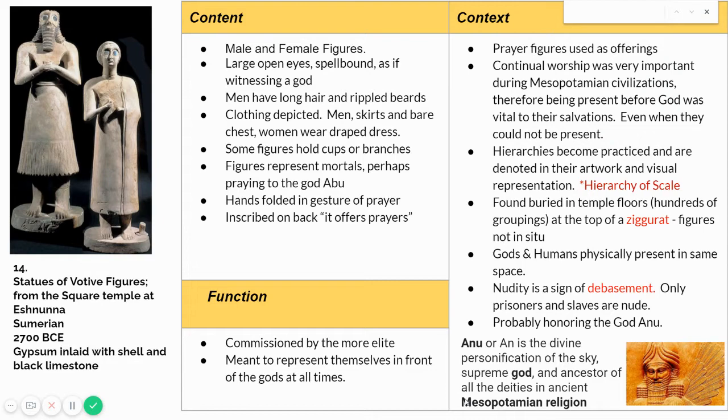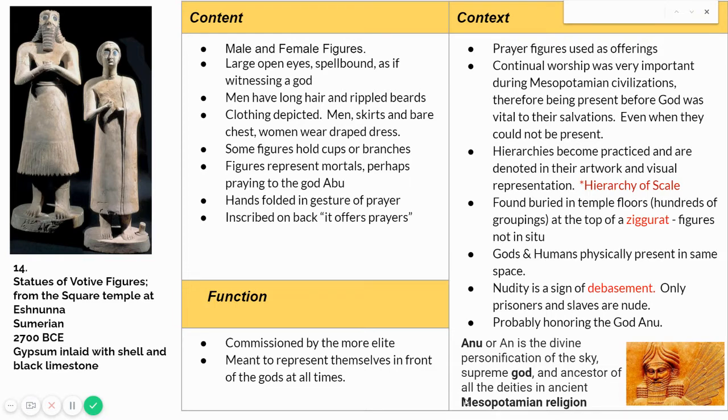It's very important to understand that nudity during these ancient times is a sign of debasement. You will see within the artwork that only prisoners and slaves are depicted nude because that was how they showed shame and debasement. This is not an example of that. This is an example of the type of actual clothing worn by Sumerians at this time, that men were known for wearing: high-waisted long skirts, but with a bare chest.